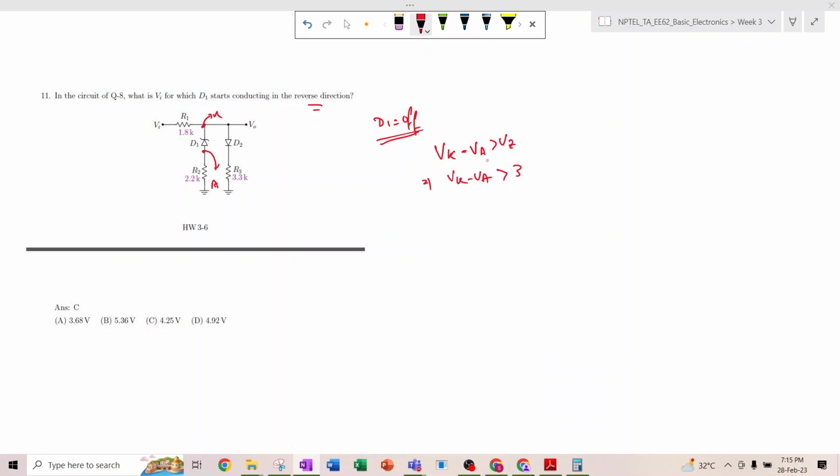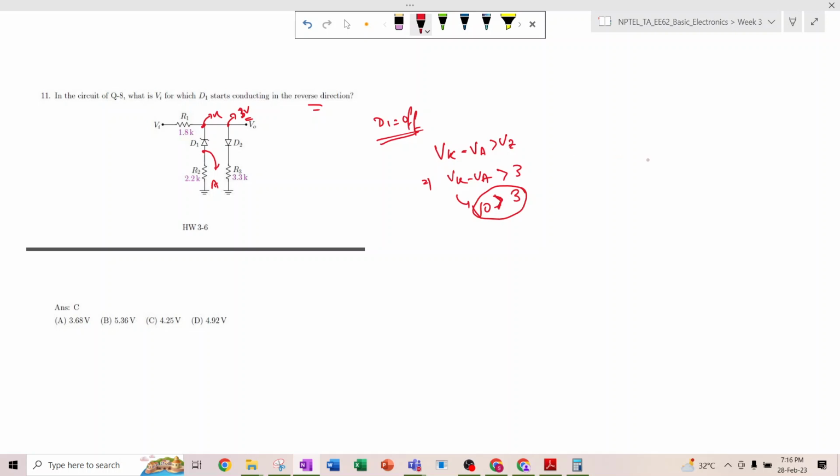So it will be greater than 3, right? Now what is the value of Vk? Vk is basically V0, and the anode terminal is connected to ground because D1 is off initially. So V0 should be greater than 3 volt. Whenever V0 is greater than 3 volt, only then it conducts. So whenever D1 starts conducting, this V0 equal to 3 volt appears in this node.